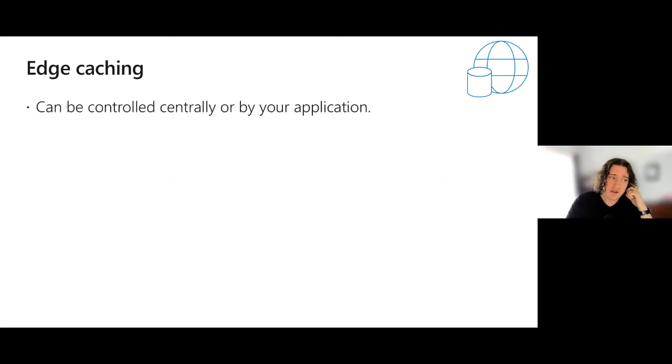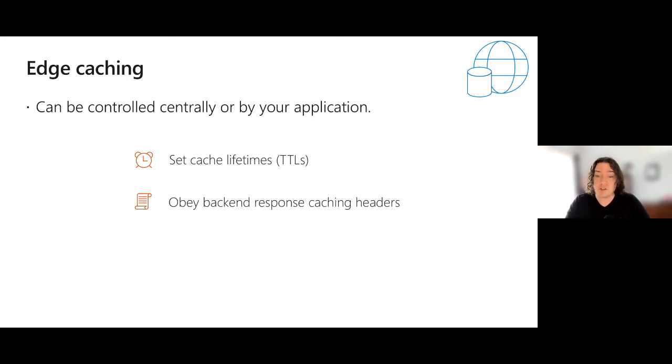When you use these services, you have a lot of control over how that caching actually works. You can specify how long items should be stored in the cache for. You can do this using standard HTTP response headers, so your application can be in charge of this if you want it to. Or if you have an application that you don't want to modify to deal with this, then you can override those in a central location. You can actually specify that within the configuration of Azure CDN or Front Door.